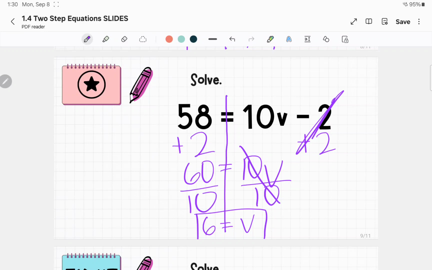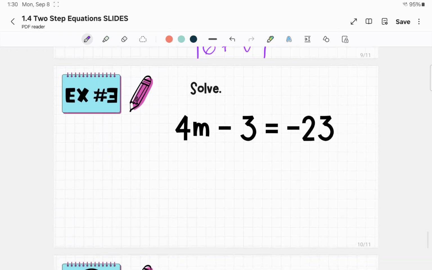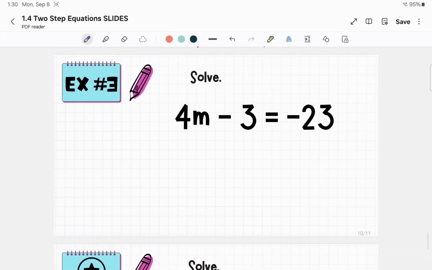All right, so go ahead. Oh no, sorry. We have one last example. I was gonna say, go ahead and try the practice. We've got one more example, one more try it. We're almost there. So we have 4m minus 3 equals negative 23. So I want to throw in some negatives here. So go ahead and pause, write this down in your notebook. This is our last example with negatives now.